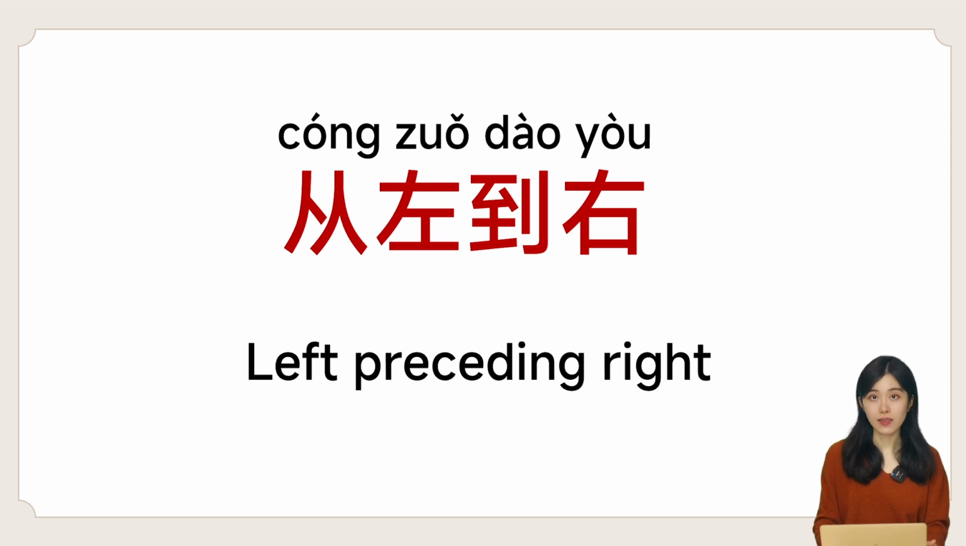从左到右. Left preceding right. We also talk about these rules all the time while we are learning about writing characters, right? This means you should always write characters from the left to the right. Here shows you some example characters.